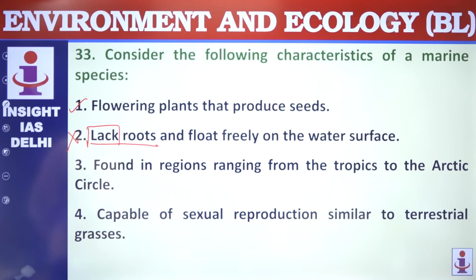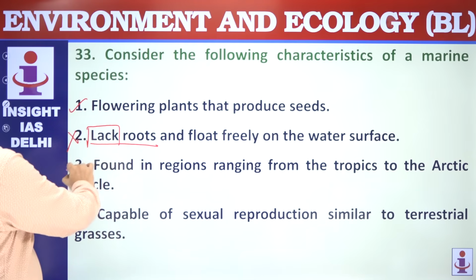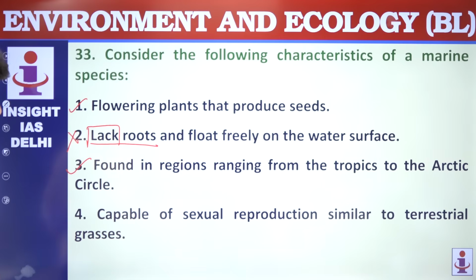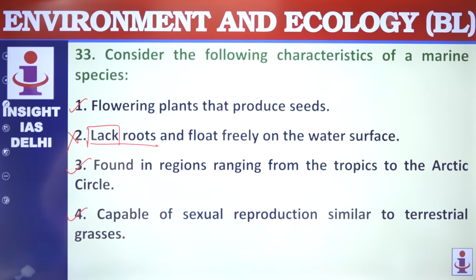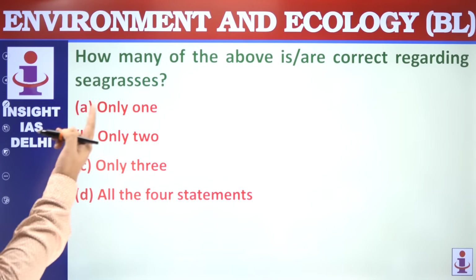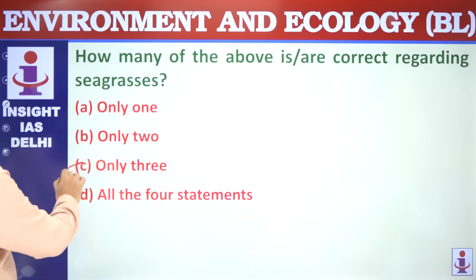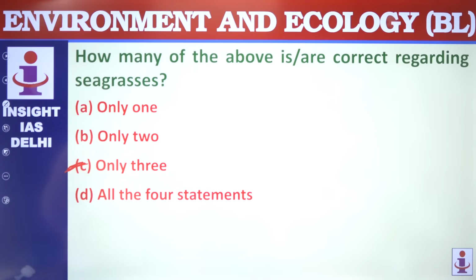Found in regions ranging from tropics. Yes, seagrasses are found everywhere. Capable of sexual reproduction. Yes, this is also correct. So 3 are correct. So only 3. Option C is the correct answer.